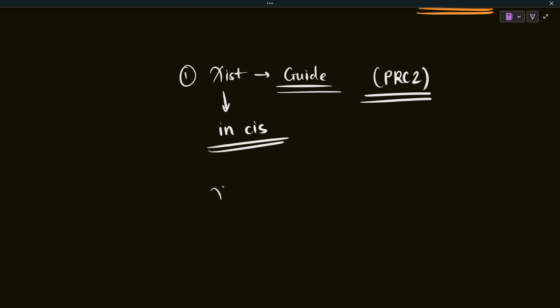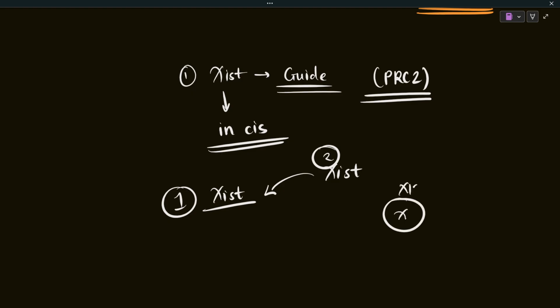One XIST molecule can recruit another XIST molecule, and this is how the whole X chromosome is wrapped up by the XIST long non-coding RNA. So this is the X chromosome, and now it is wrapped up by the XIST long non-coding RNA, and that is going to result in X chromosome inactivation.